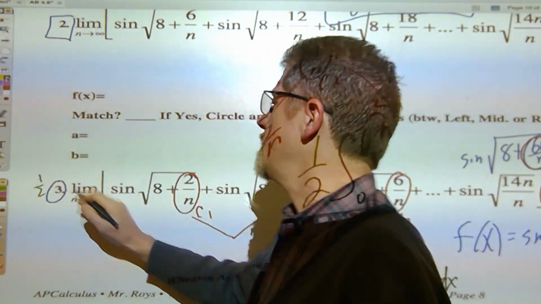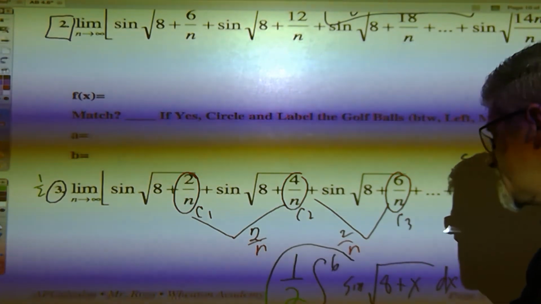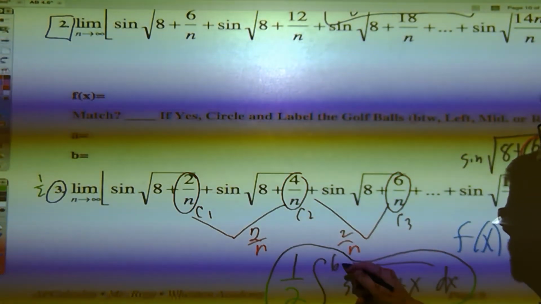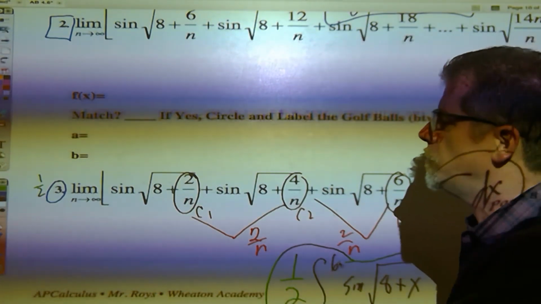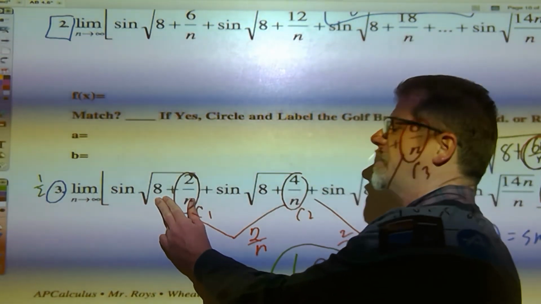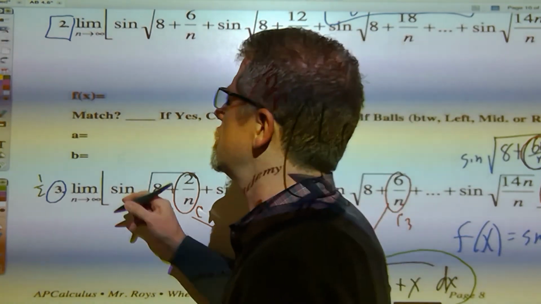I think it would be a good idea for you to try an alternate circling and type it into your calculator and see if it matches this one. In the alternate circling, you'd probably want 8 plus 2 over n to be C1. Let's go to the next page.